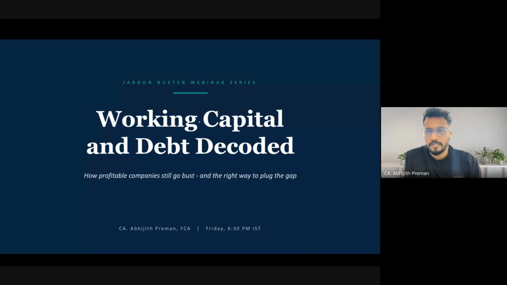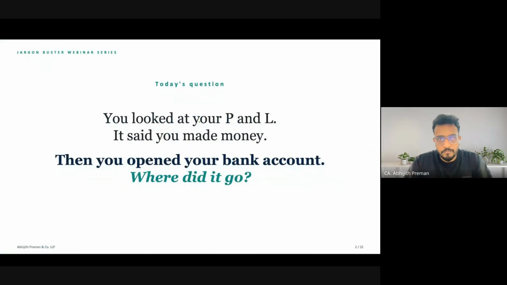I'll start from the base. I'll help you understand how a cash flow issue happens in a business, what the key elements are that cause it, and what the various types of funding options are. So we'll start with that. Working capital and debt decoded. I have also taken sessions on this in the past.